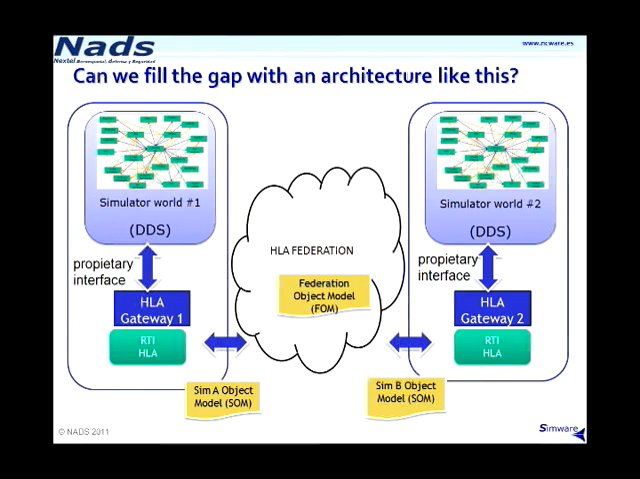Mixing together DDS and HLA, we can reach an architecture like this. On one side, we can have a simulator world that we can consider a black box. This world can be a DDS simulation network. With our technology, we can make a bridge to the HLA world, so we can map the data between HLA and DDS. On the other side, we can have another DDS simulator world, also bridged to HLA.